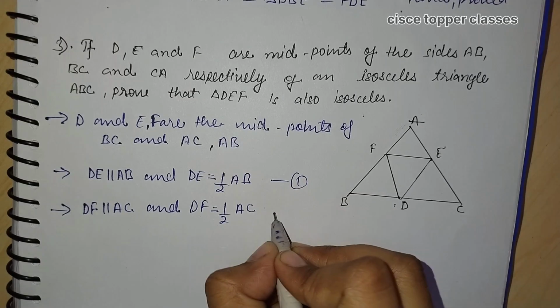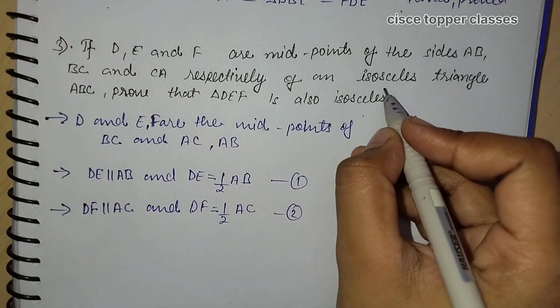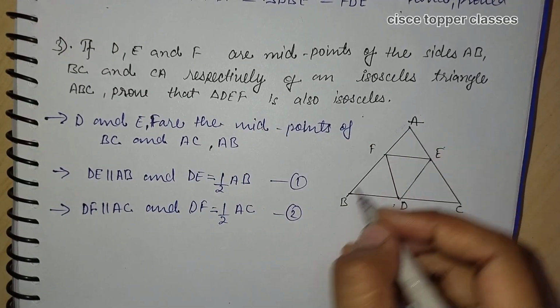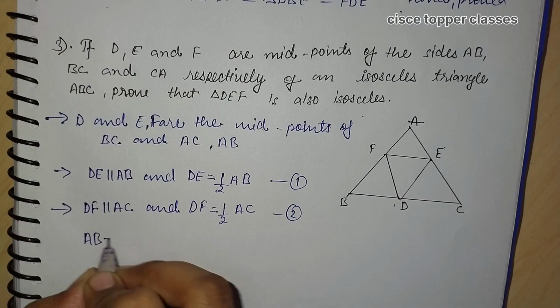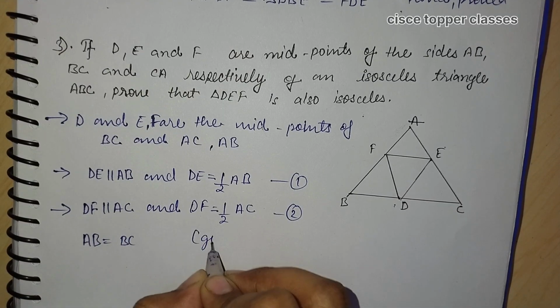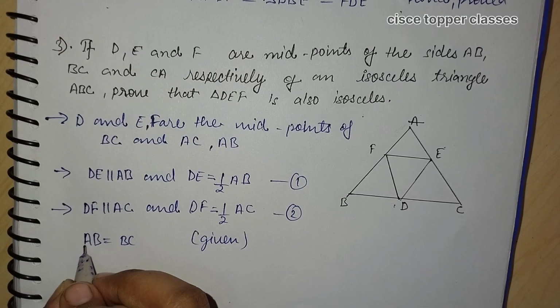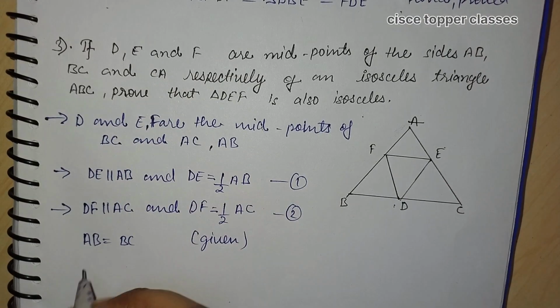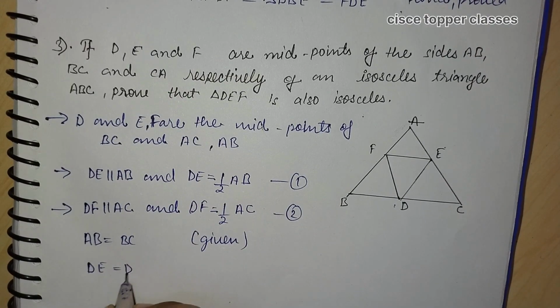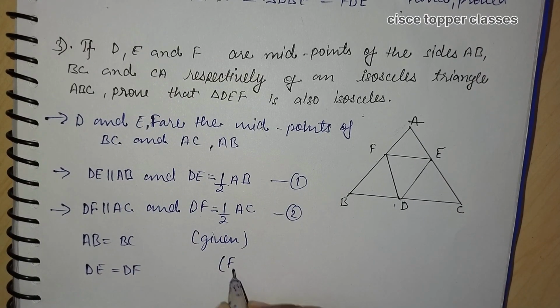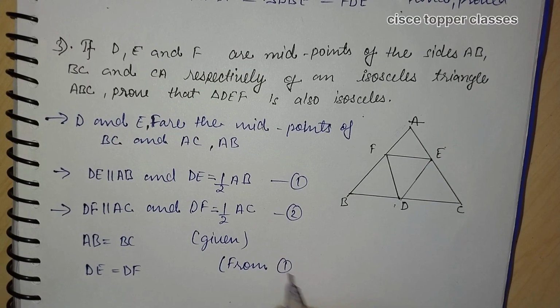From these first and second, here this is also given that it is an isosceles triangle ABC. So it is given AB is equal to AC here. This is the given part. We can simply say that if AB is equal to AC, DE is equal to DF from the first and second equation.